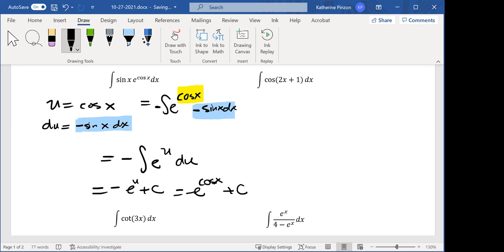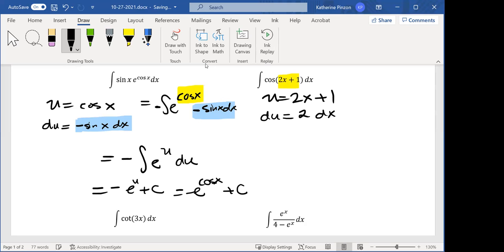Okay, let's try again. Cosine of 2x plus 1 dx. What do you want to pick for your u? 2x plus 1. Yeah, stuff inside the cosine. 2x plus 1. Great. U equals 2x plus 1. Okay, the derivative of 2x plus 1 is 2 dx.